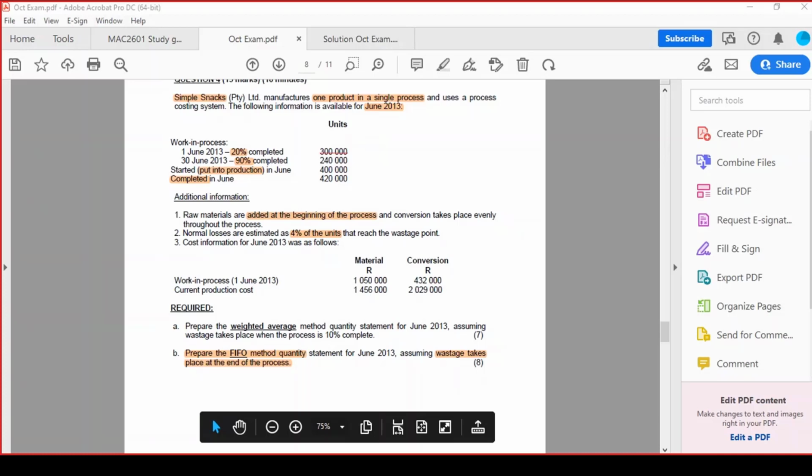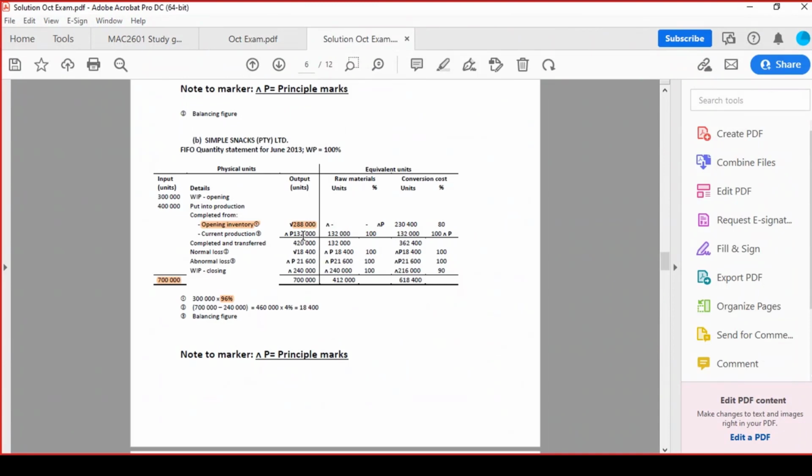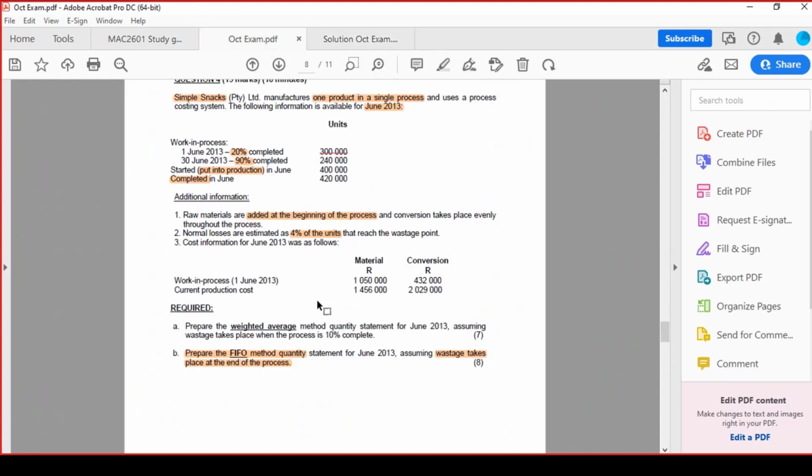Okay, I do understand. Makes sense. Alrighty, thank you. And then the current production, we know that's the balancing figure. You take your 420, then you minus the 288, and that's a principal mark, as you guys can see.